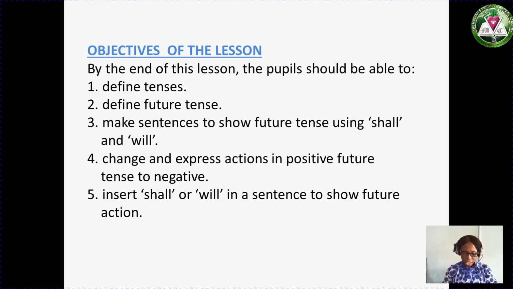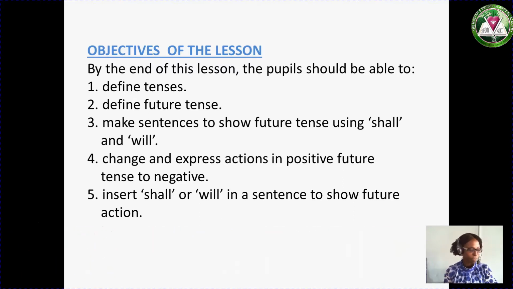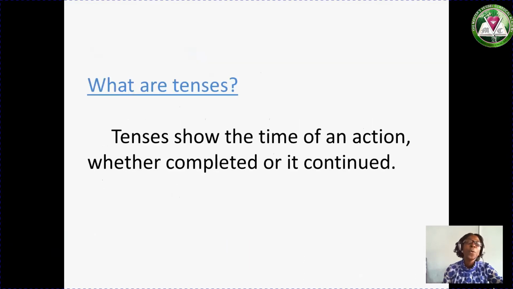All right. I want to use this opportunity to tell you that the English language is so vast, and because of it, it has different aspects or areas of study. In our last class, we studied one aspect of English studies called phonics. So in today's class, I want us to look into grammar as another area we must study in English. As I said earlier, our topic today is future tense using shall and will. Now let's delve into the lesson proper.